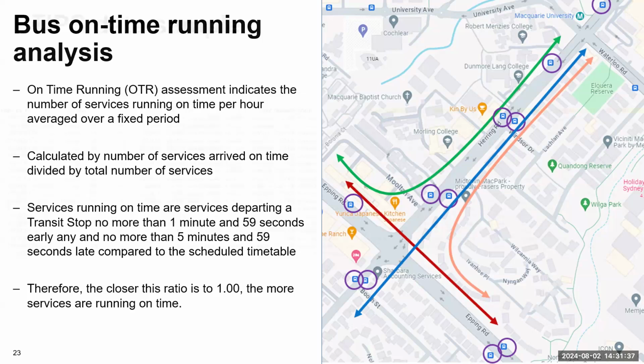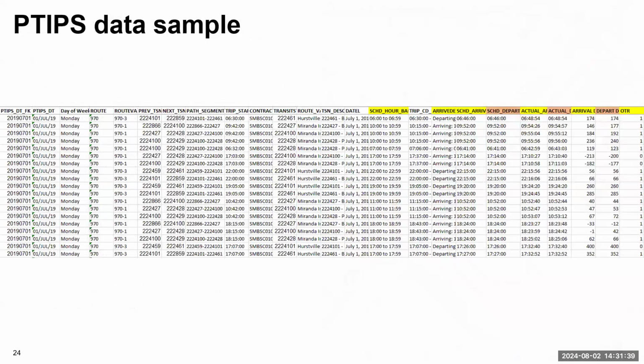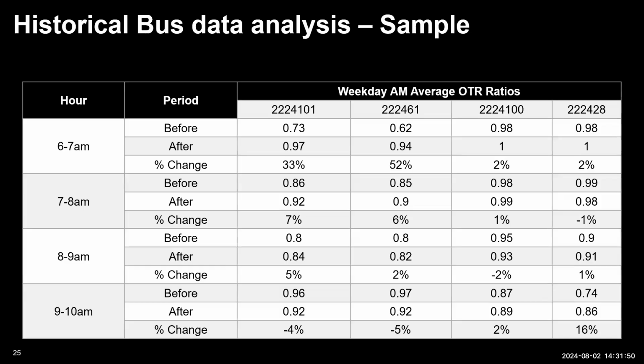A few examples of the data. This is how the data looks. We have the scheduled hour band and their arriving time and departure time, and then we find the OTR, the on-time running ratio. And this is another sample. These IDs are the bus stop IDs, and we see what the on-time running ratio was before and what it is after, and then we see what kind of tangible benefits that is making in the bus services within the network.